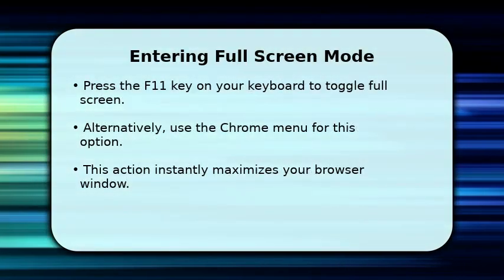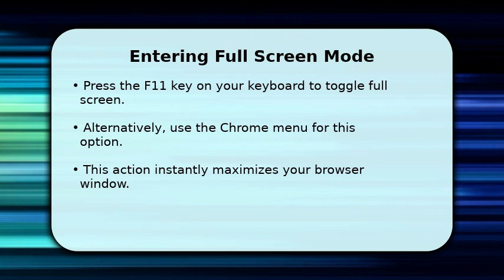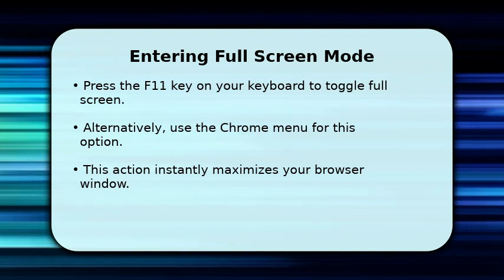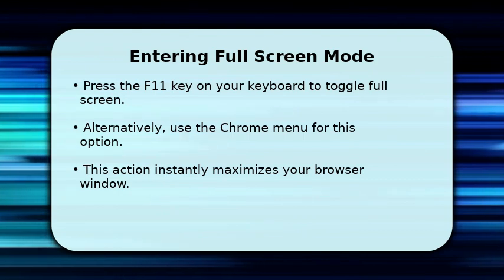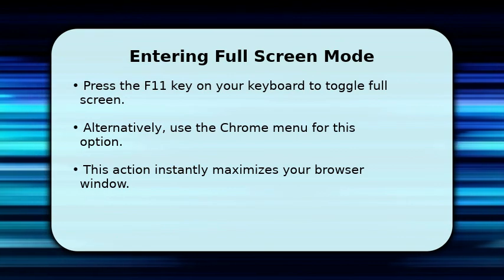To enter full screen mode, the easiest method is to simply press the F11 key on your keyboard. This instantly expands your Chrome browser to fill your entire screen. If you prefer using your mouse, you can also click the three vertical dots in the top right corner, then select the full screen icon, which looks like a square.